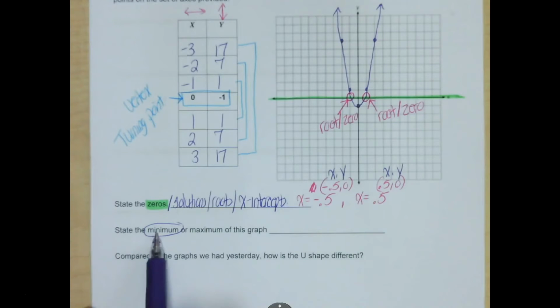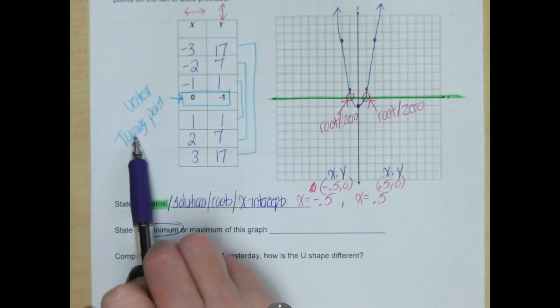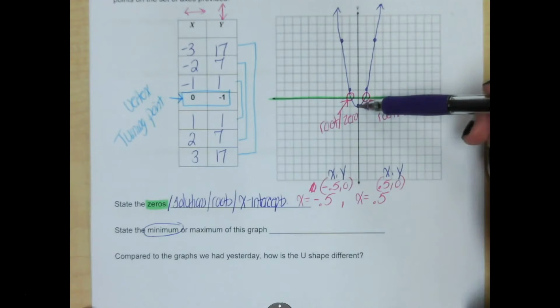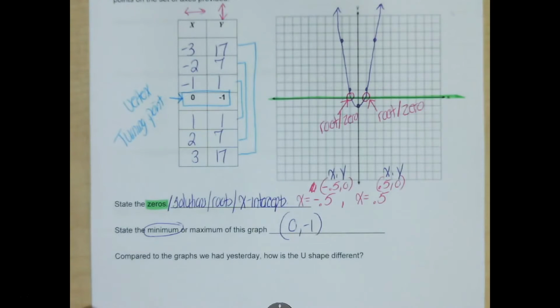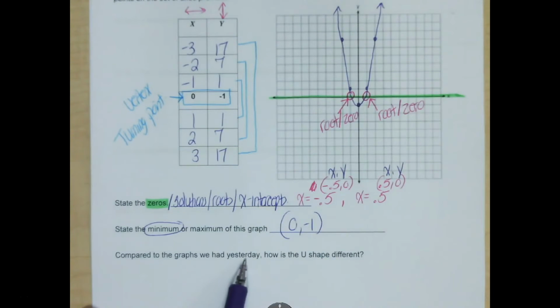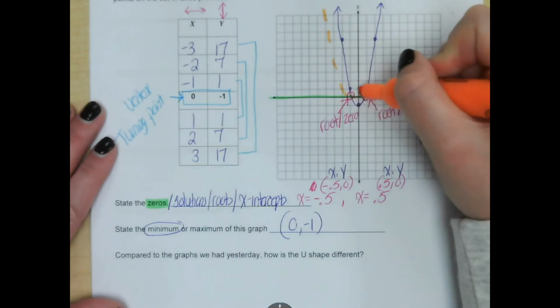So state the minimum. What is that minimum value? It's actually my vertex. It's my turning point. This was 0, -1. So I'm going to write that down. And then last but not least, it says compared to the graphs we had yesterday, how is the U-shape different today? Well, if I were to graph just x² -1, it would look something like this. Let me highlight that out in a different color. Okay, x² -1 would look something like this.